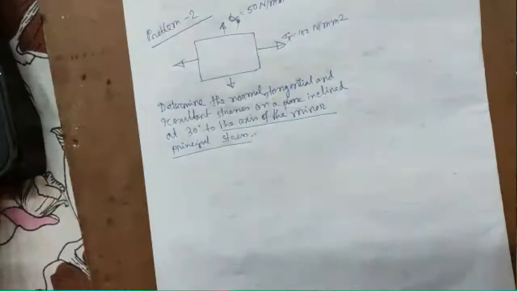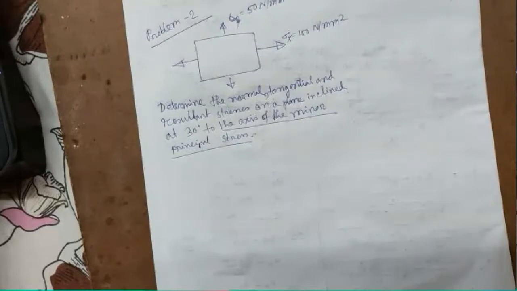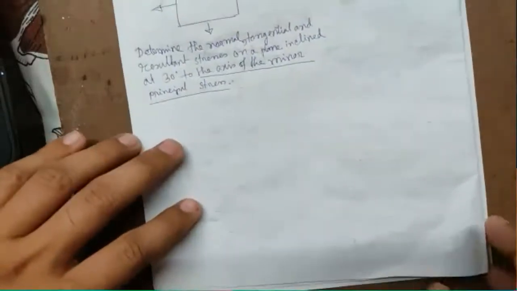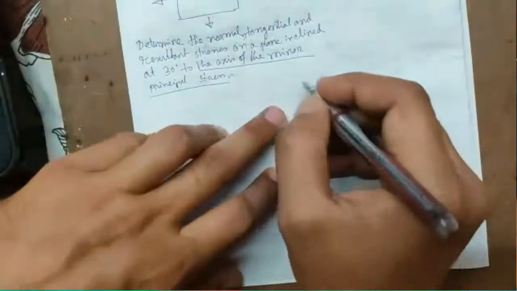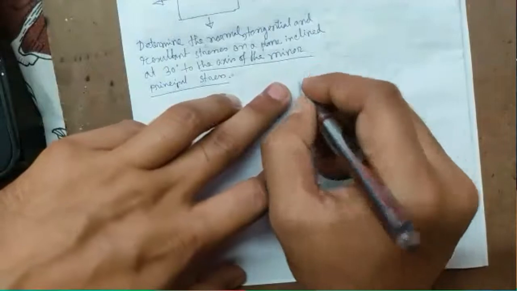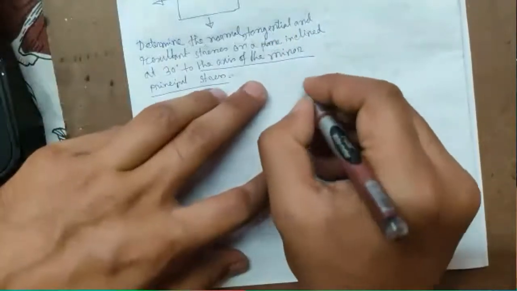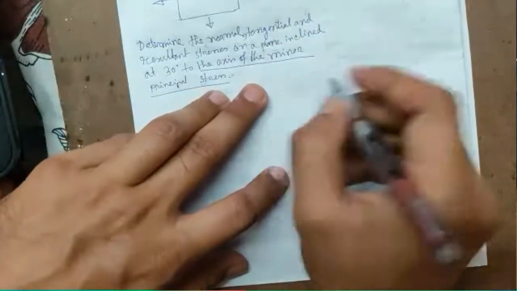Okay, that is our first job. So after we find the minor principal stress, then again we can find this angle. Okay, so now how can we find the minor principal stress? So we will draw the diagram. Here is no shear stress, so we will simply draw the Mohr circle and we will find the minor principal plane, minor principal stress and the axis of the minor principal stress.